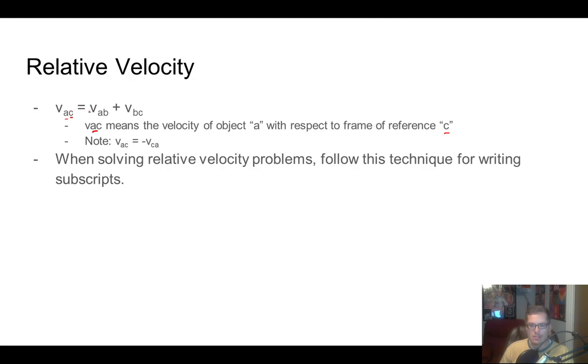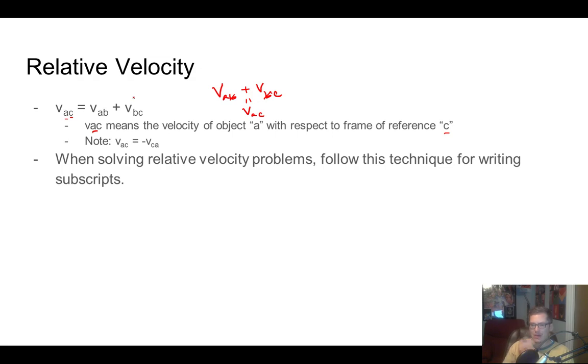All right, and this is equal to the velocity of A with respect to B plus the velocity of B with respect to C. The way this works out, if you took these two things, the velocity of A with respect to B and the velocity of B with respect to C, and you added them together, then these two B's would cancel. And if those two B's canceled, what you'd be left with is the velocity of A with respect to C. So that's why we write it out the way we do.